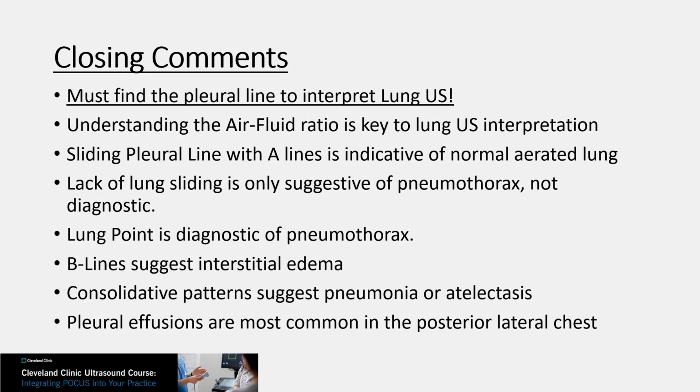A sliding pleural line with A-lines is indicative of a normal aerated lung. The lack of lung sliding is only suggestive of a pneumothorax, but not diagnostic. There are several other causes that can cause lack of lung sliding. A lung point is, however, diagnostic of a pneumothorax. B-lines are suggestive of interstitial edema. A consolidative pattern suggests pneumonia or atelectasis and can be seen by things like the shred sign or the tissue-like sign.